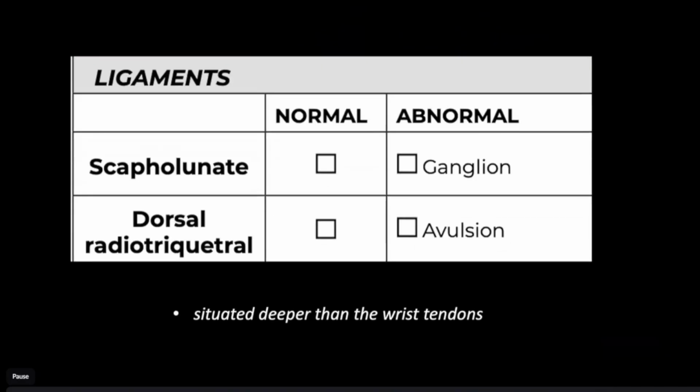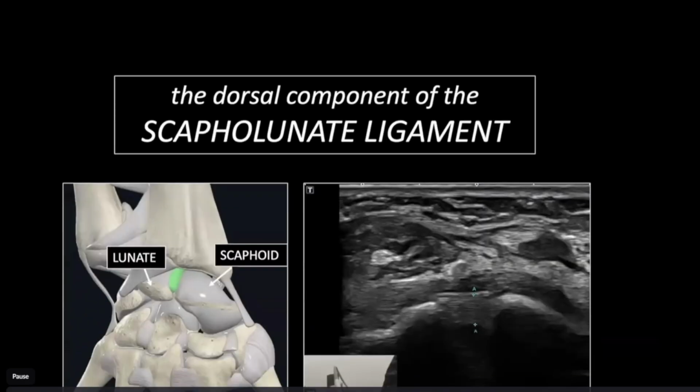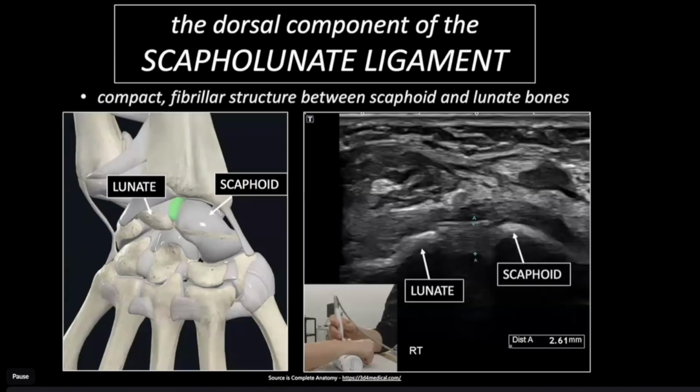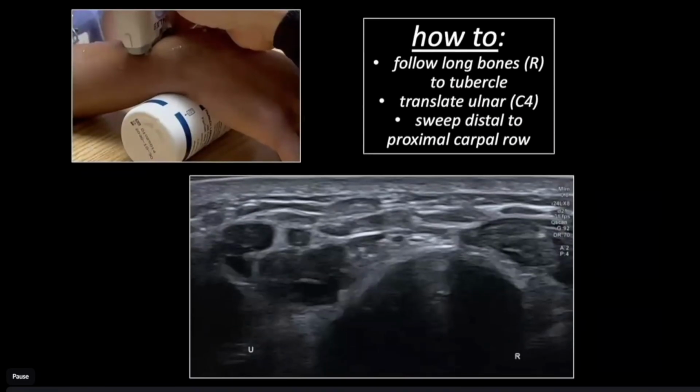Ligaments, situated deeper than the wrist tendons, the scapholunate ligament. Often we see ganglions, the dorsal radiotriquetral ligament. We look for avulsion. So the dorsal scapholunate ligament is a compact fibrillar structure between the scaphoid and lunate. You can see it in the calipers there. At least that's what it should look like.